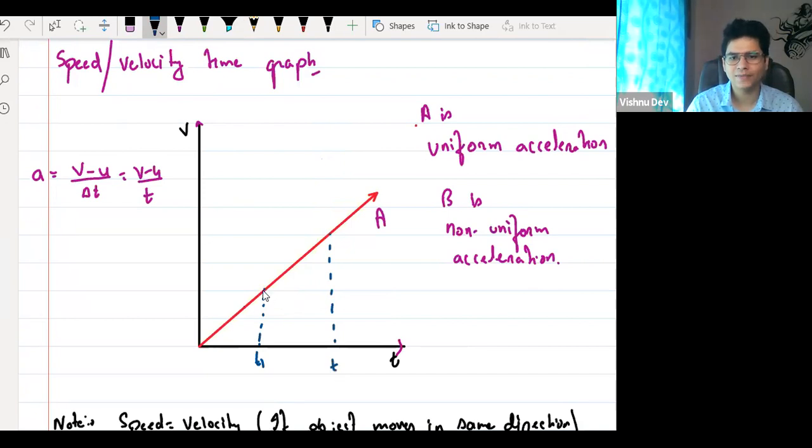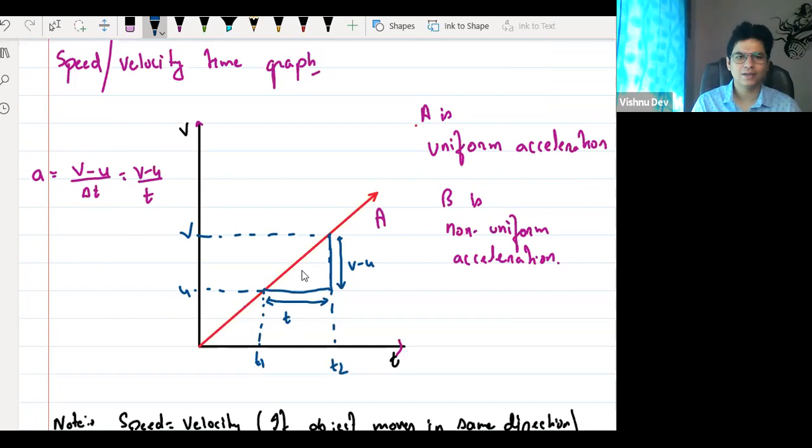So we know that, sir, if we see this triangle, this is your change in velocity. This is u, and this is v, right? So this is v minus u, and this is your time period, which is time taken, t. T2 minus T1 is t. So I can say A is this perpendicular by base. हाँ या ना? A is equal to perpendicular by base. Anyone have any doubt in this triangle?